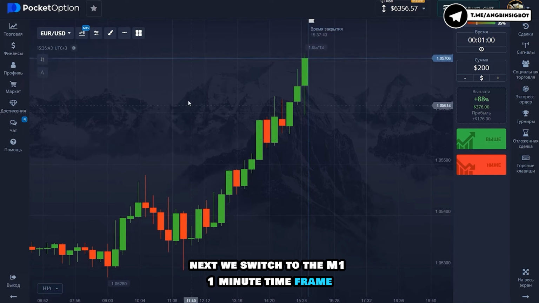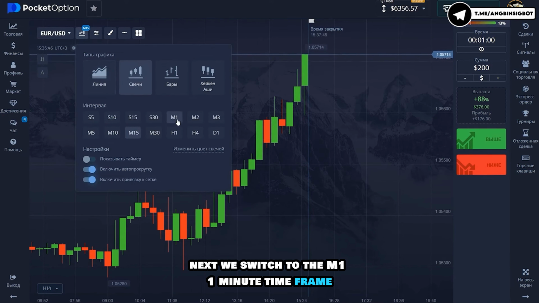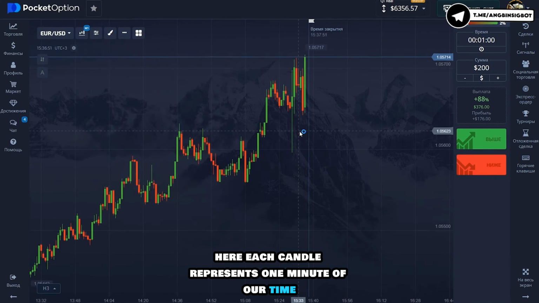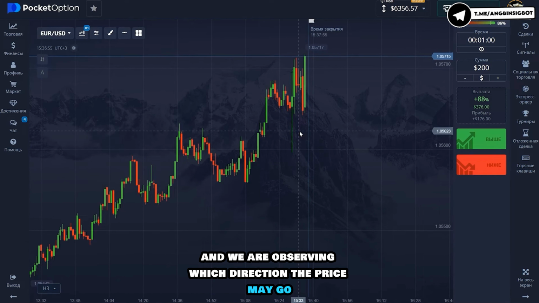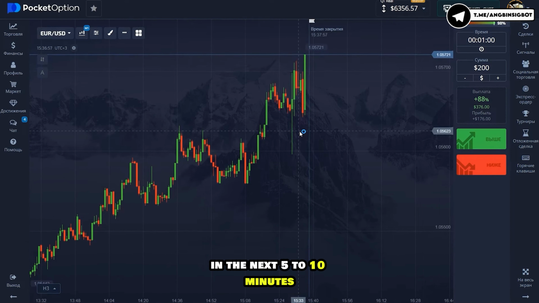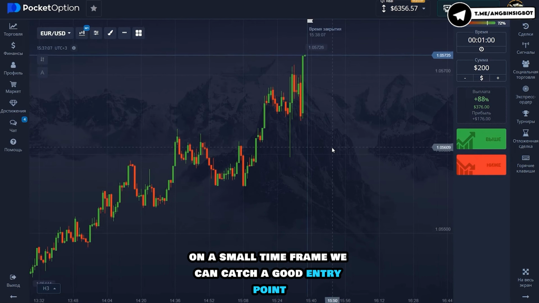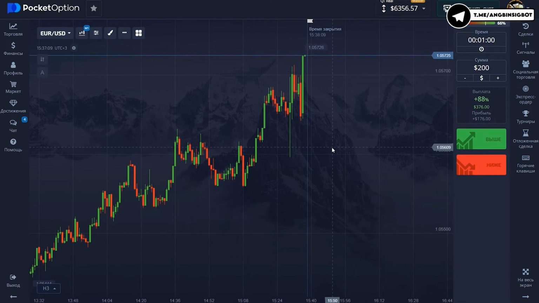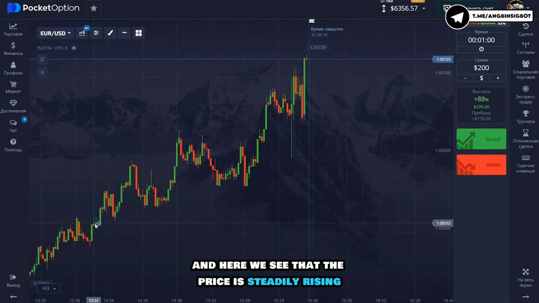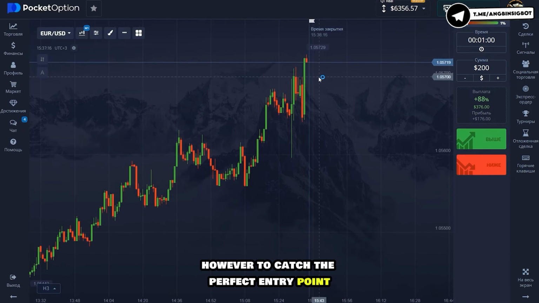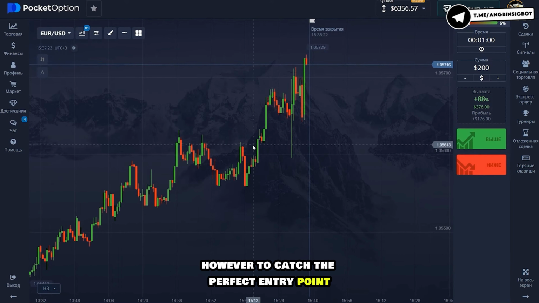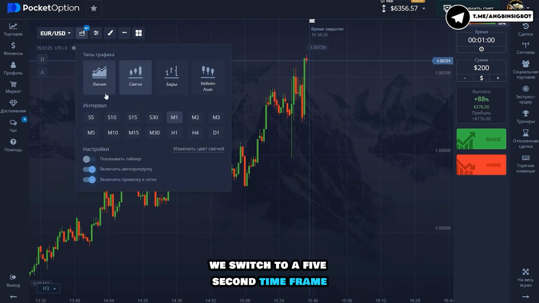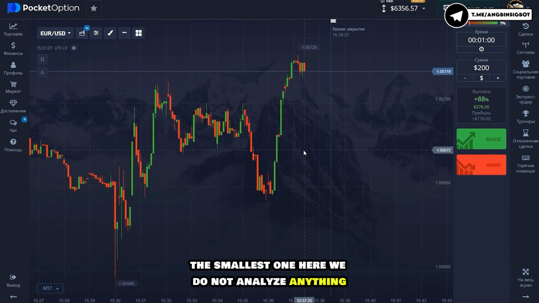Next, we switch to the M1 1-minute time frame. Here, each candle represents 1 minute of our time, and we are observing which direction the price may go in the next 5 to 10 minutes. On a small time frame, we can catch a good entry point, and here we see that the price is steadily rising. However, to catch the perfect entry point, we switch to a 5-second time frame, the smallest one.